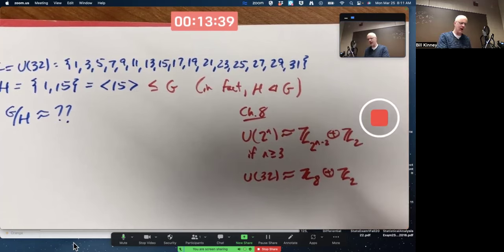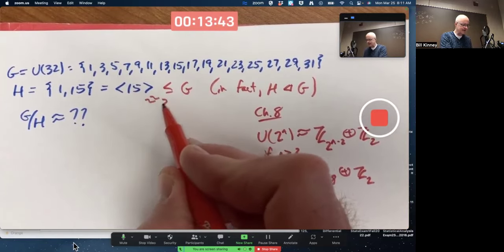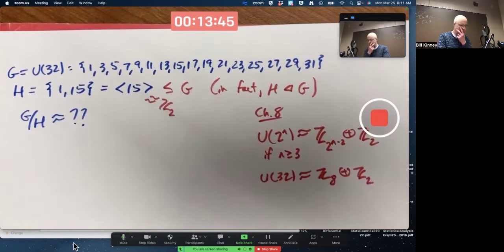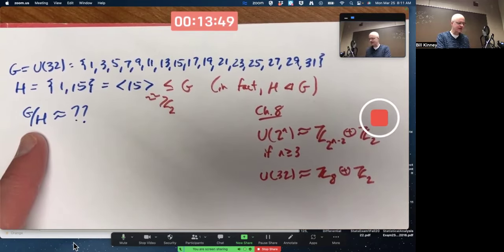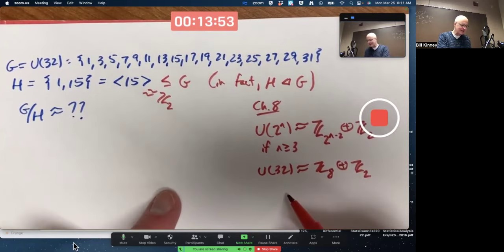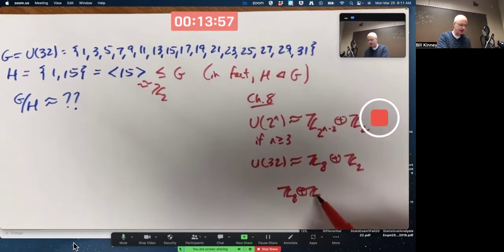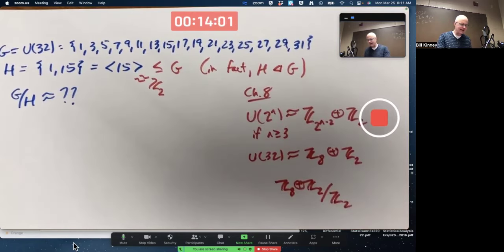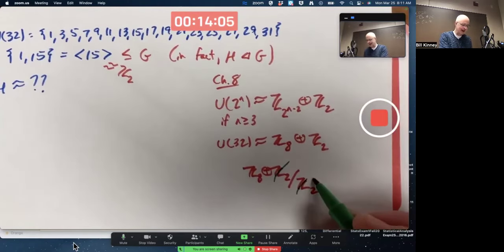So, okay, is that helpful? H is a 2-element group. It's obviously isomorphic to Z2. When I consider this factor group, is it possible I can do something like this? Take the external direct product of Z8 with Z2, mod out by Z2. Is it possible I can cancel the Z2s? You might wonder that.